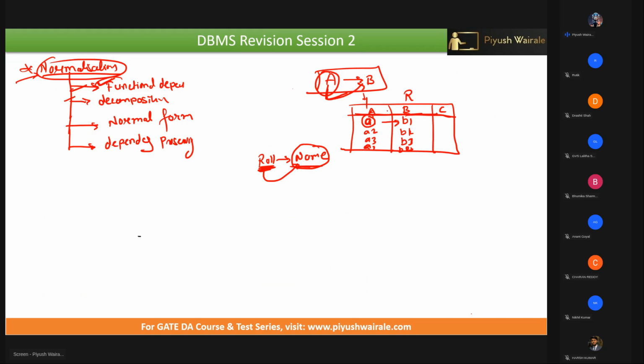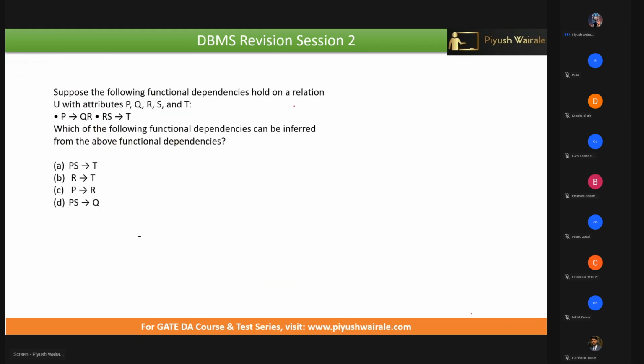Okay. So we have different properties of functional dependency here. You can see this question is a GATE CSE previous year question. We'll discuss more about functional dependency using this particular question here. Okay. So suppose the following functional dependencies hold on the relation U. U is the relation given to us, with attributes P, Q, R, S, T. We have 5 attributes and the FDs are given to us. P determines QR and RS determines T.